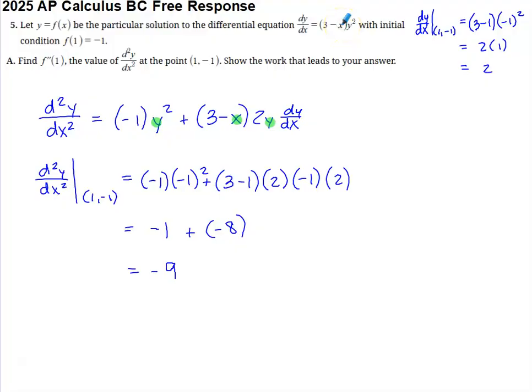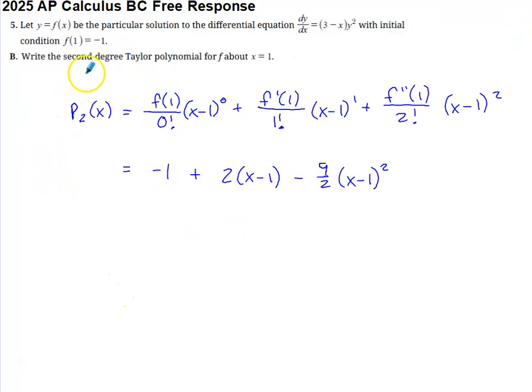If I put +1 in place of this x, -1 in place of this y, the value of the first derivative at this ordered pair is 2. So I'm putting 2 in this position. This right here would receive full credit. If you do simplify, you end up with -9 for the value of that second derivative.